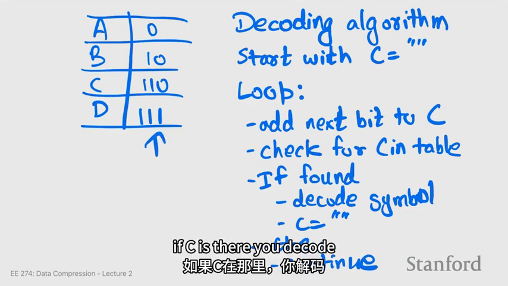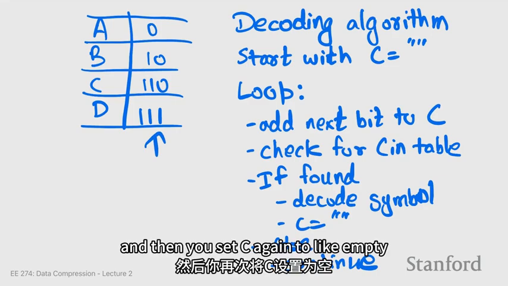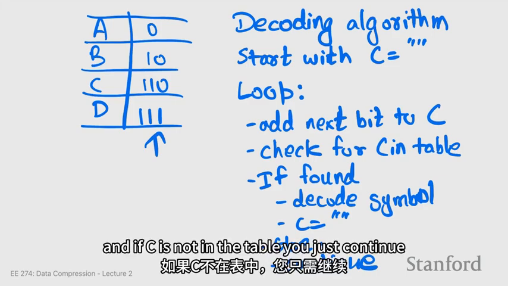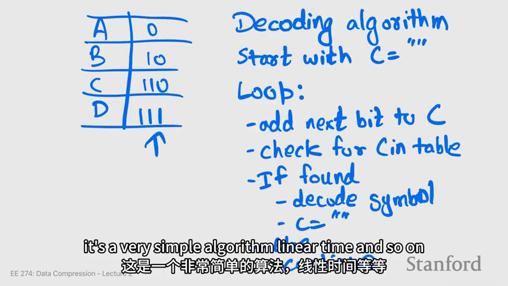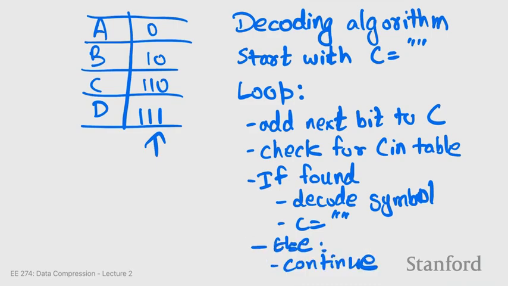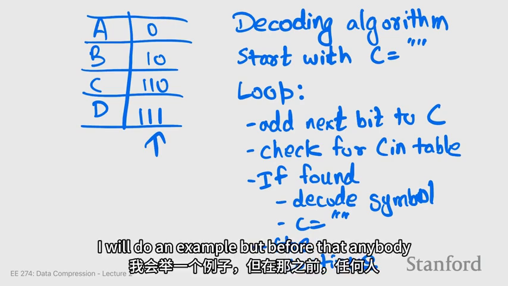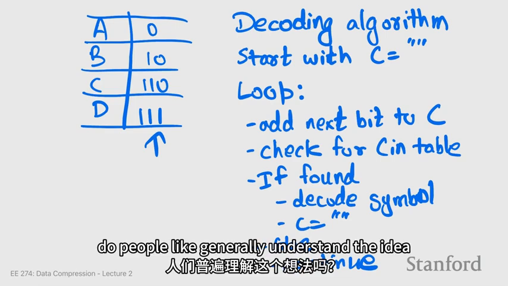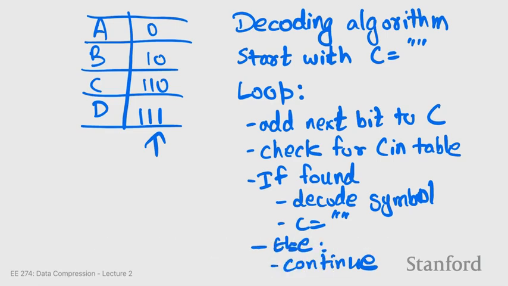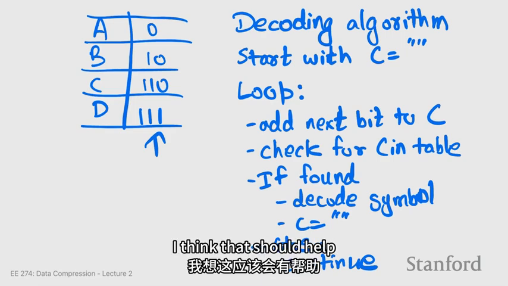If C is there, you decode, and then you set C again to empty. And if C is not in the table, you just continue and look for the next bit and keep adding the bit, right? So a very simple algorithm, linear time and so on. I will do an example, but before that, do people generally understand the idea behind it? Okay, let me do an example. I think that should help.